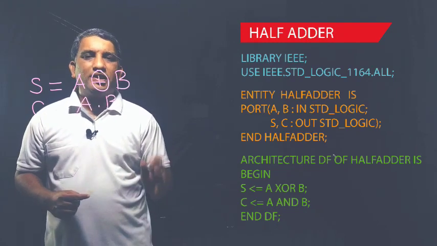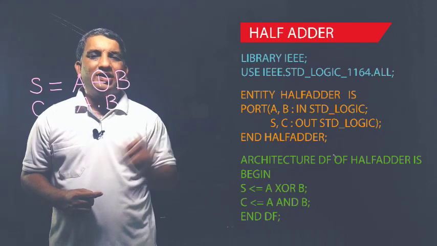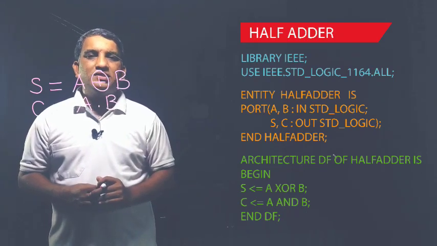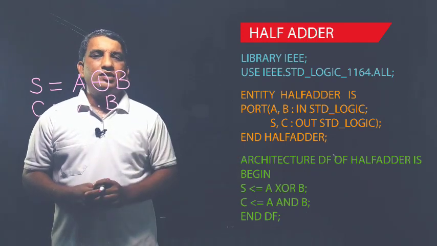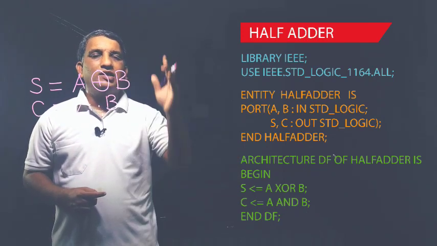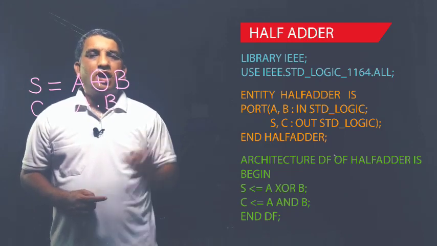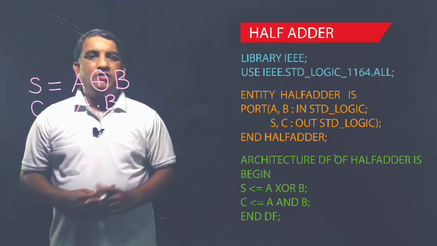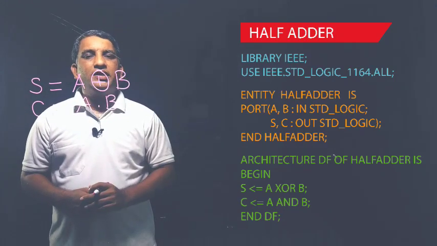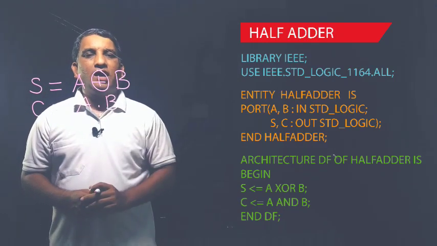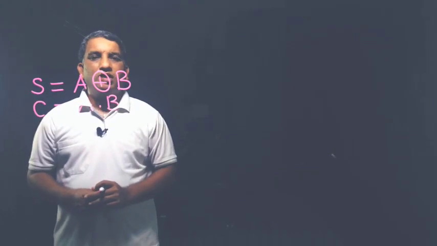Then finally we have to end the architecture. So I write end, and I give the name of this architecture. As I have already declared, the name of the architecture is DF. So I will write end DF, and finally put the semicolon. That will give you the complete VHDL code for the half adder. First I declared the two header files, then I wrote the entity, then I wrote the architecture. In this way you can write the VHDL code for the half adder.